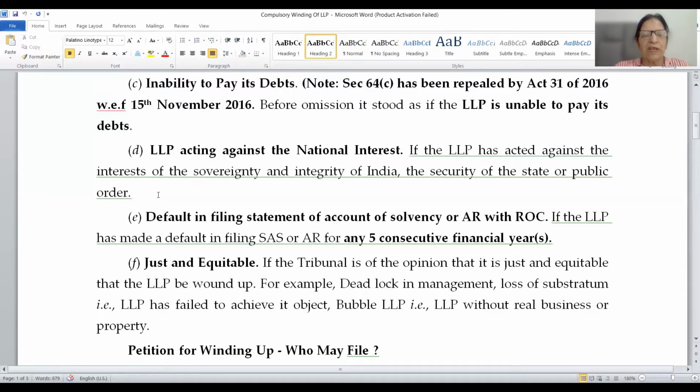Now coming to the last point, which is just and equitable. If the tribunal is of the opinion that it is just and equitable that the LLP be wound up, for example, there is deadlock in the management, that is, the persons in the management are not on speaking terms. Or the loss of substratum of LLP, that is, LLP has failed to achieve its objective. Or there is a bubble LLP, that is, the LLP is without real business or property. So friends, I have discussed all the grounds for the compulsory winding up of LLP.